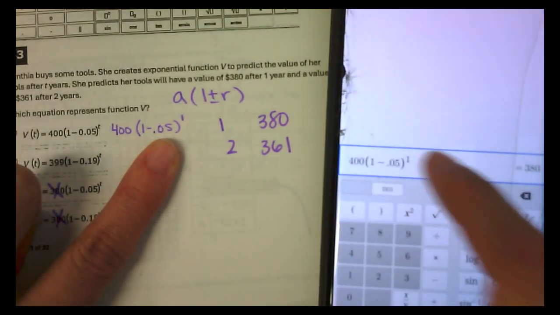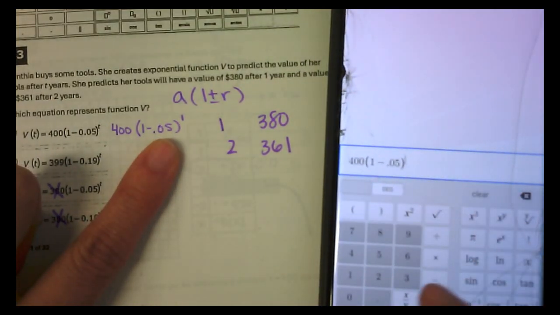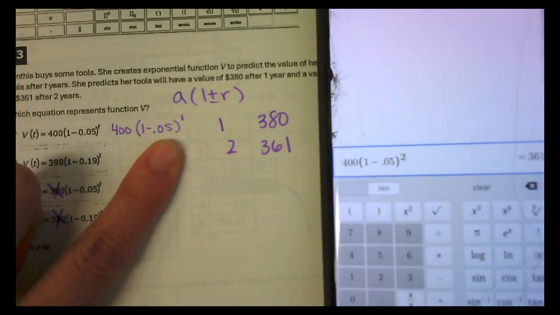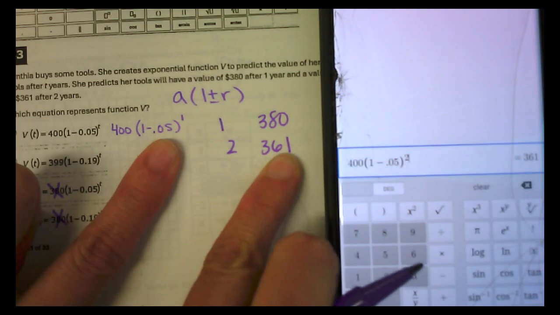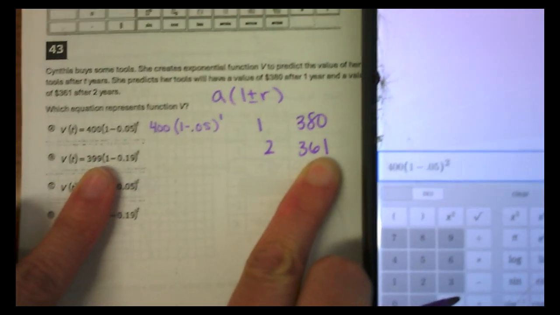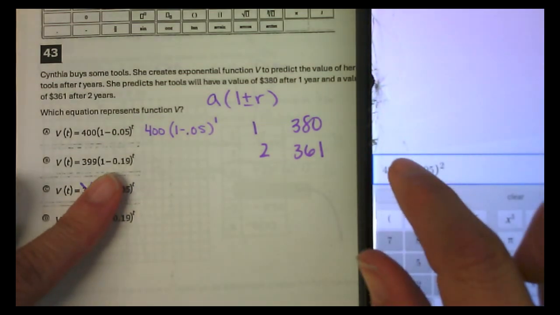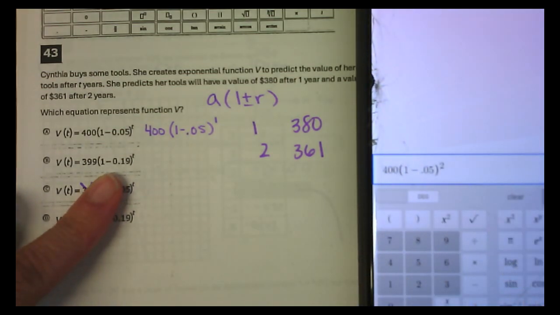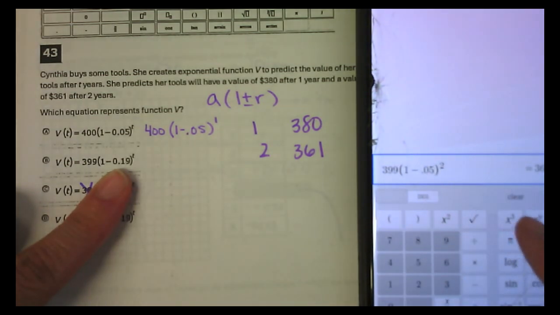Now I want to check and see if it worked if I plugged in a 2. When I plugged in a 2, I'm supposed to get 361, and that's what I got. So the first equation works for both points. Now, if I wanted to double check, since it just happened to be A and it worked, I could plug in these other values.